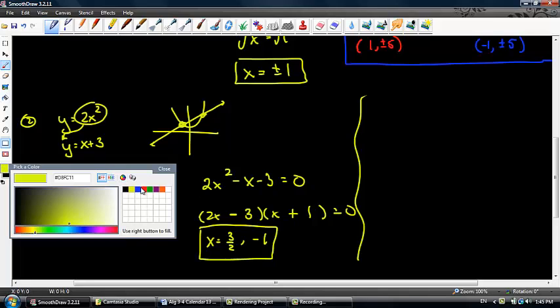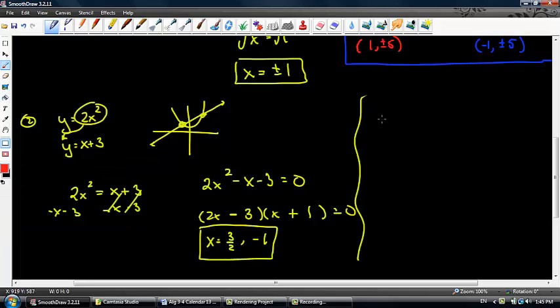I'm going to go ahead and change colors again like we did the last time. y equals 2 parentheses 3 over 2 quantity squared. This is 9 over 4 multiplied by 2, 18 over 4. Let's see here. Those are going to cancel out. I get a 2 on bottom, so y equals 9 over 2. Now what that means is that my coordinates are 3 over 2, comma 9 over 2. That's my first point of intersection.